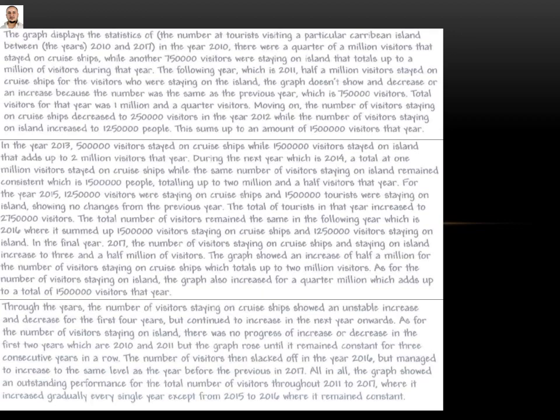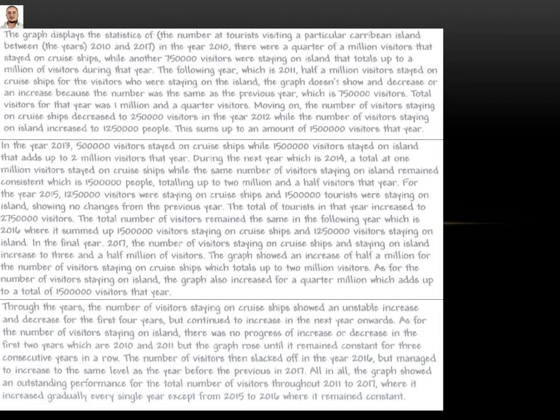Okay, the graph displays the statistics of the number of tourists visiting a particular Caribbean island between the years 2010 and 2017. In the year 2010, there were 250,000 visitors that stayed on cruise ships, while another 750,000 visitors were staying on island. That totals up to 1 million visitors during that year.